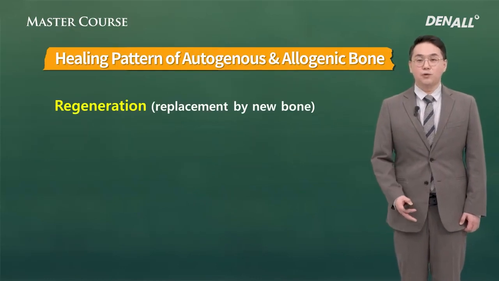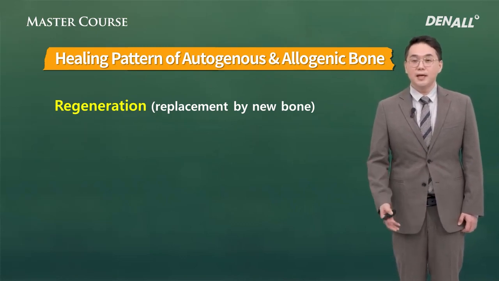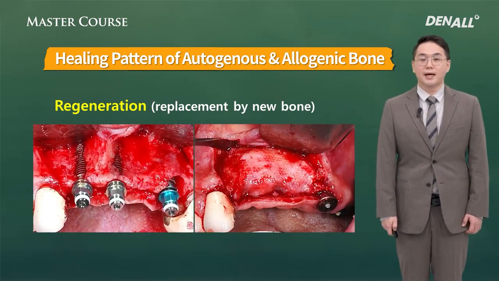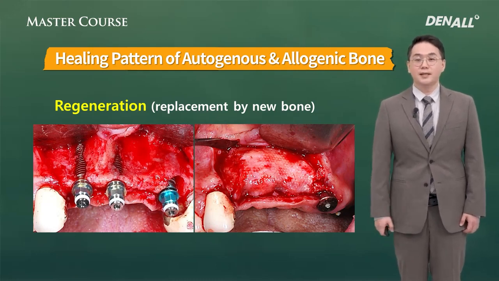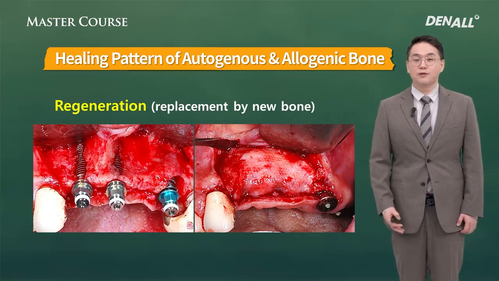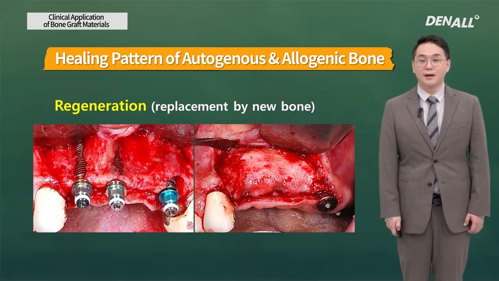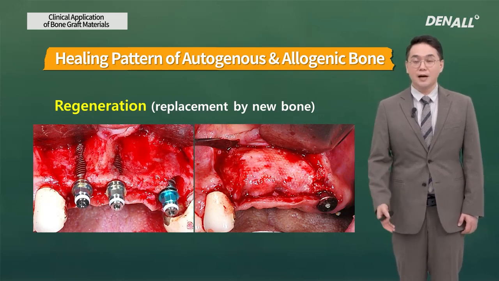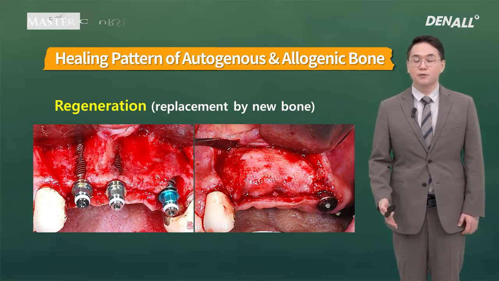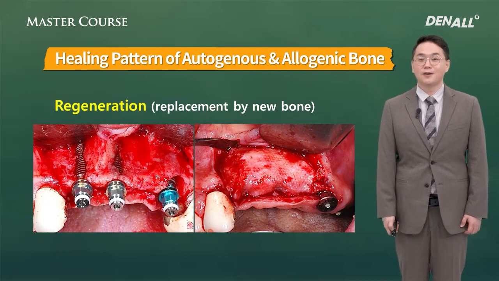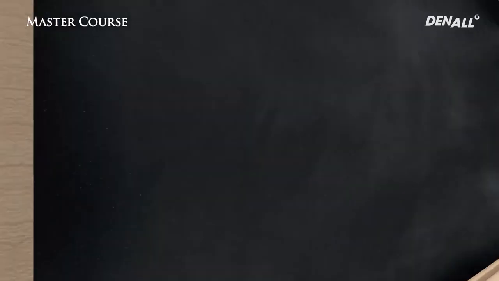Anyway, autogenous bone or allograft, the human bones, can be used, and the healing pattern is like this. In the anterior region, cortical type allograft is used for the GBR, and after 5 to 6 months, in the secondary surgery, you can see it is healed. It is completely replaced by the autogenous bone of the patient, and the regeneration has occurred. So please keep in mind this healing pattern.